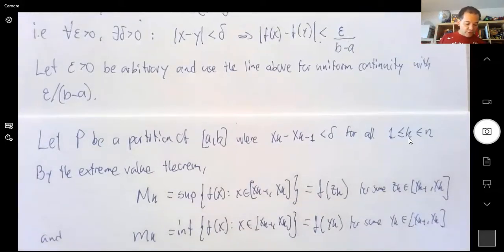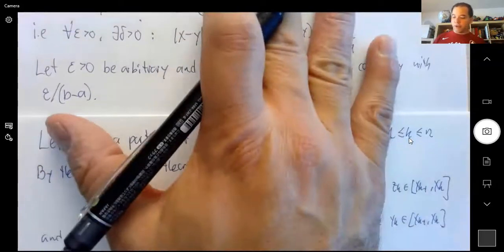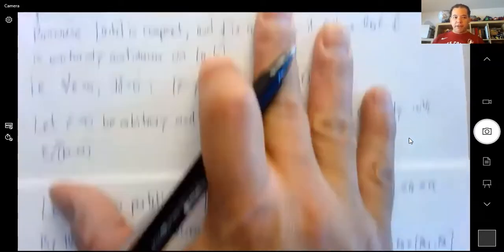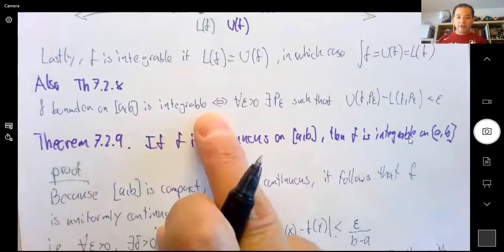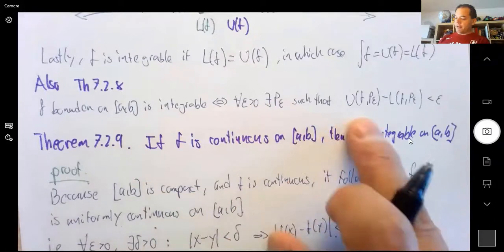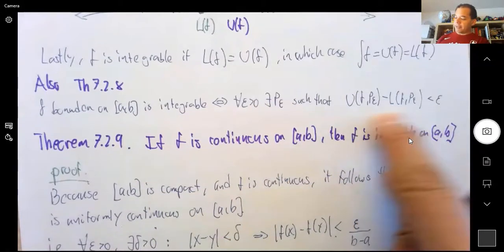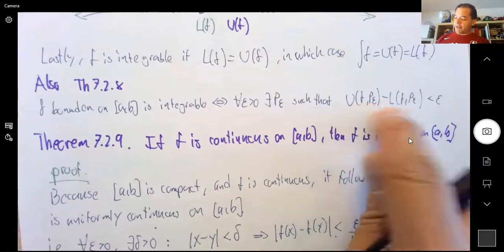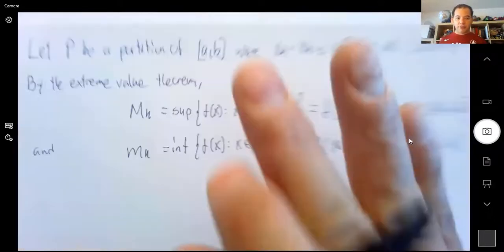Good. So now it's time for us to calculate. We're going to use the theorem that I referenced before. Let me put it up just momentarily. We're going to use that something is integrable if and only if we can find a partition that makes this less than epsilon. So we have to calculate this: U minus L of the partition. That's what we're going to do now.